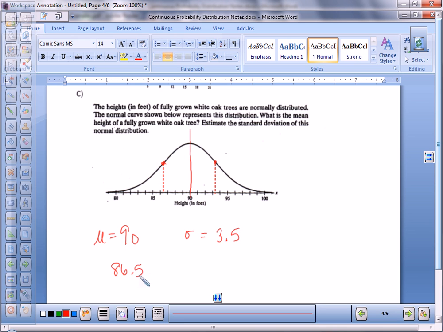So if we wanted to know the probability that a randomly selected tree would have a height between 86.5 feet and 93.5 feet, well, that is just the one standard deviation. So that would be the 0.34 and the 0.34. The probability that the height is between 86.5 and 93.5 would be 0.68, because that is one standard deviation.